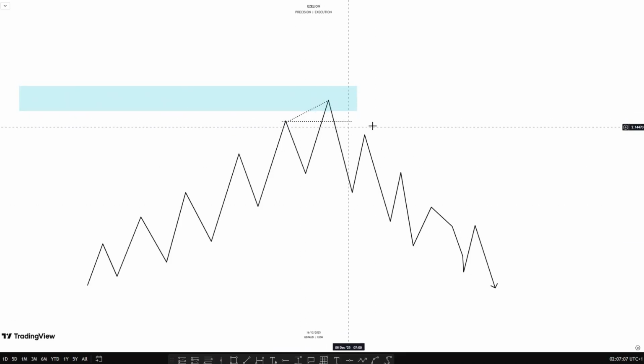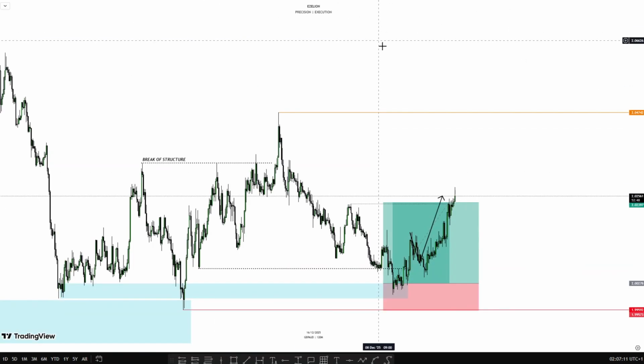So these are to spot a high probability market structure shift. The rest are just break of structure. So that is different.